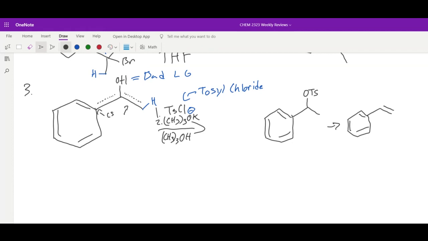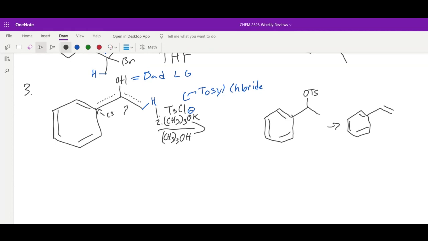So a couple things that we learned: alcohol is a bad leaving group. Say that with me. Alcohol is a bad leaving group. Tosyl chloride will stabilize my alcohol and turn it into a good leaving group. Tosyl chloride turns OH into OTs, which is a good leaving group.